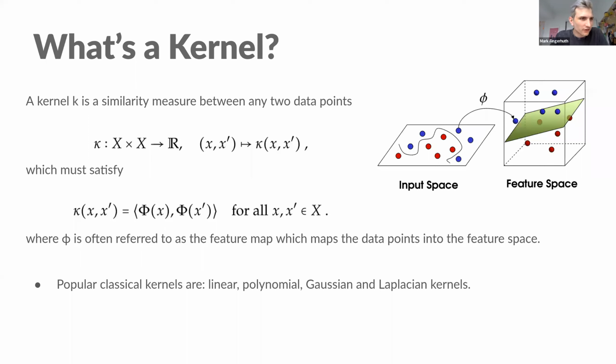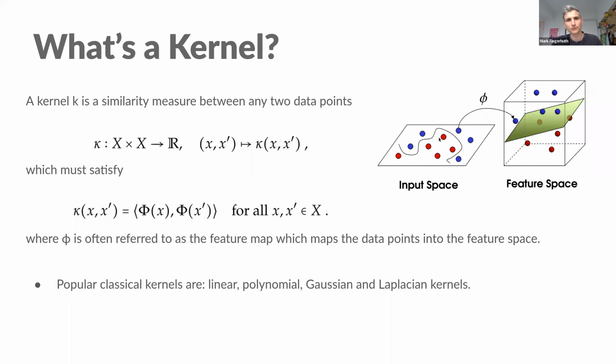Since I don't know exactly what everyone's comfort level is with kernels, I'm sure you've heard a lot about kernels over the years from Maria, but I want to give a quick introduction again to what a kernel is. A kernel kappa is usually seen as a similarity measure between any two data points. Typically a kernel on two data points x and x prime can be written as an inner product between phi x and phi x prime, where phi is the feature map that maps the data points into usually some higher dimensional feature space.